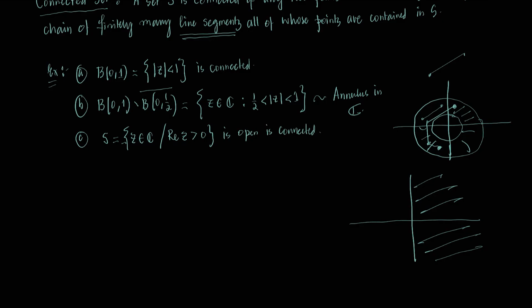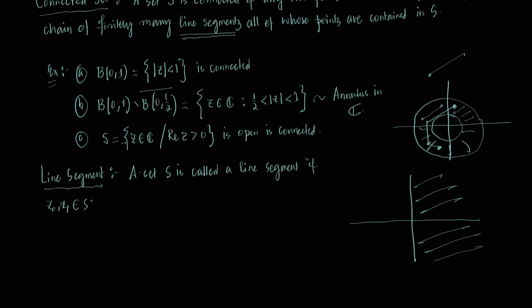Now let me give you an idea of what a line segment means. And this is why we need the idea of the complex plane as a two-dimensional space over R. A set S is called a line segment if, whenever z0 and z1 are in S, then lambda times z0 plus (1 minus lambda) times z1 is also in S for 0 less than lambda less than 1.